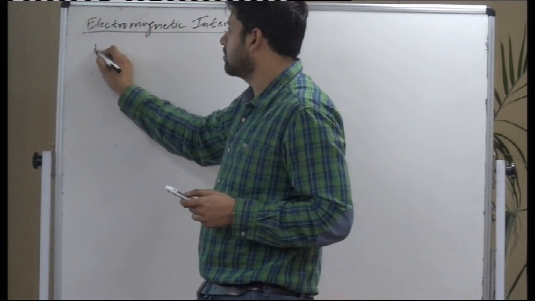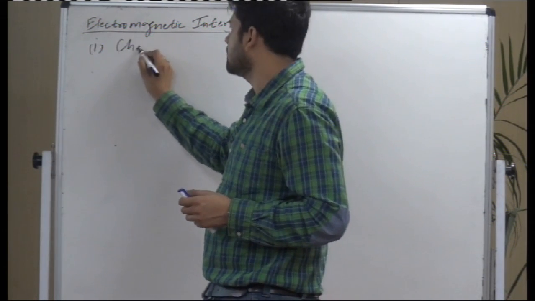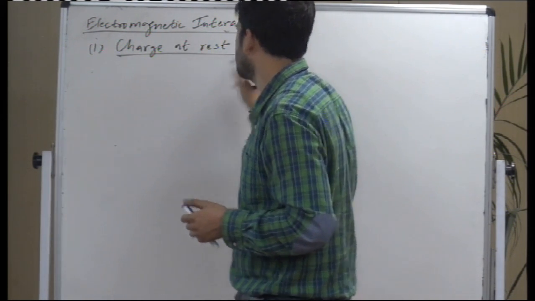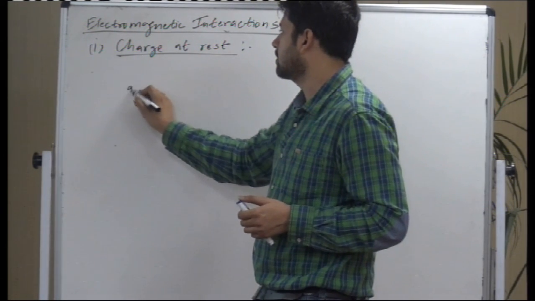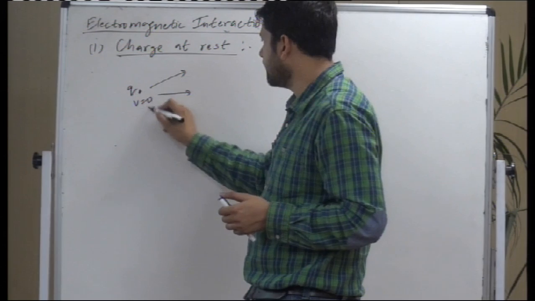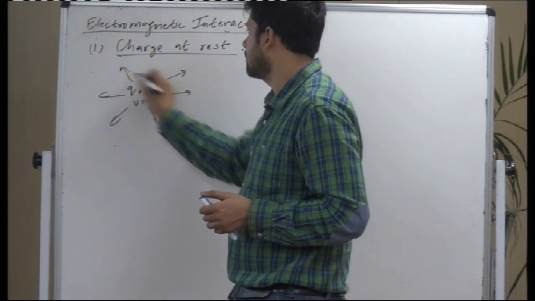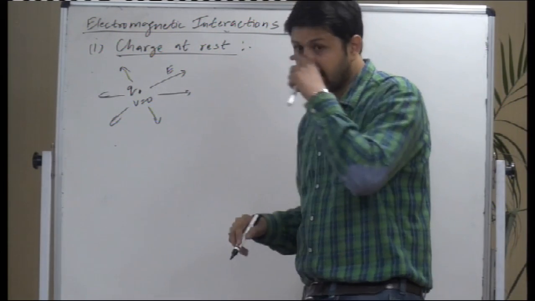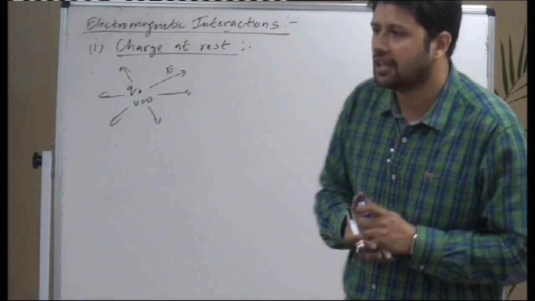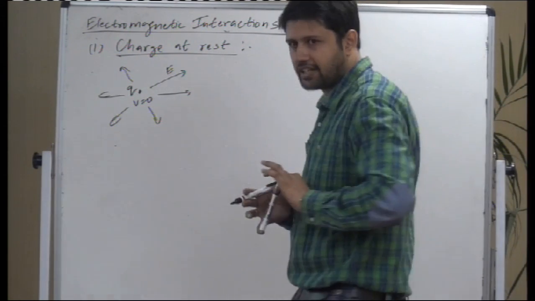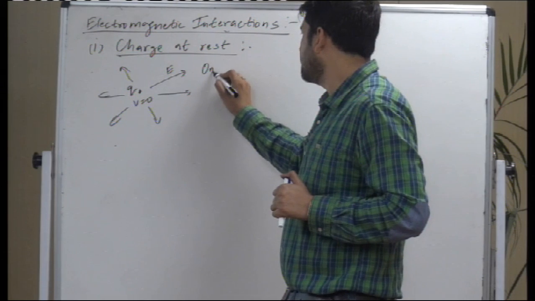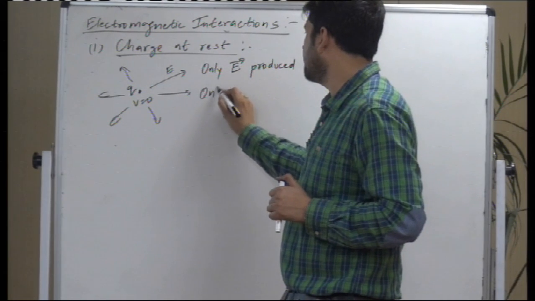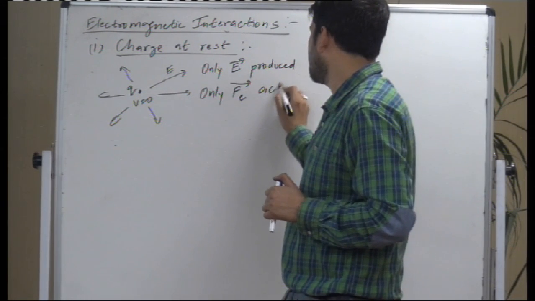First case, charge at rest. What happens when a charge is at rest? It produces electric field everywhere, and it is attracted or repelled only by electric field. Only electric force acts. Only E vector is produced and only electric force acts.